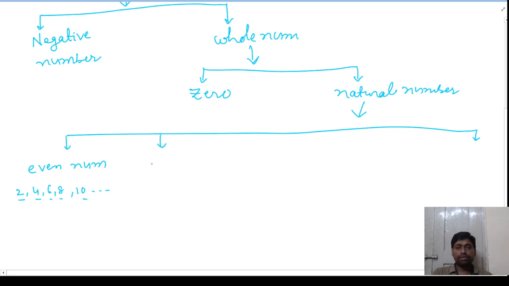The next set of numbers in natural numbers are odd numbers. The numbers which are divisible by 2 and leave remainder 1, or which are not divisible by 2, like 1, 3, 5, 7, 9, 11 and so on, are called odd numbers. Next it is prime numbers.